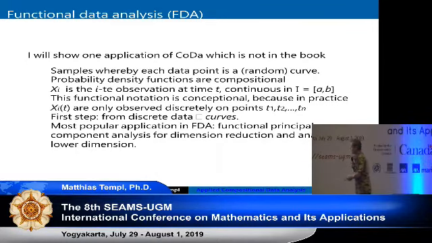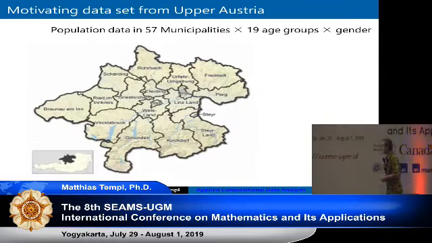So I give you a motivating example. Here it's my home region. This is in Upper Austria. So we have population data in 57 municipalities, 19 age groups, and gender. And you will see here there's Linz-Land, for example. Here I'm born. So it's data from my hometown, home region.